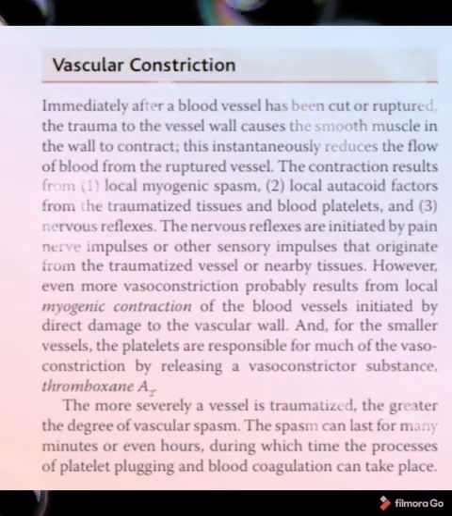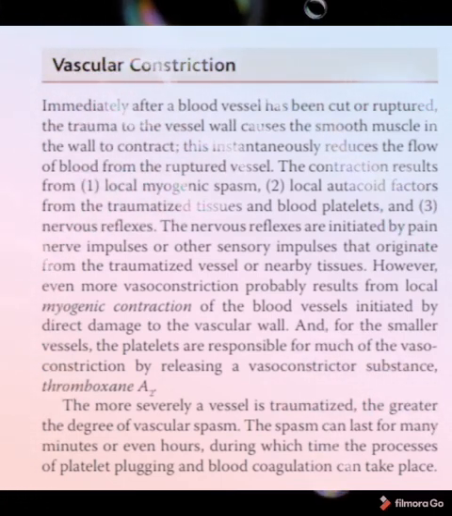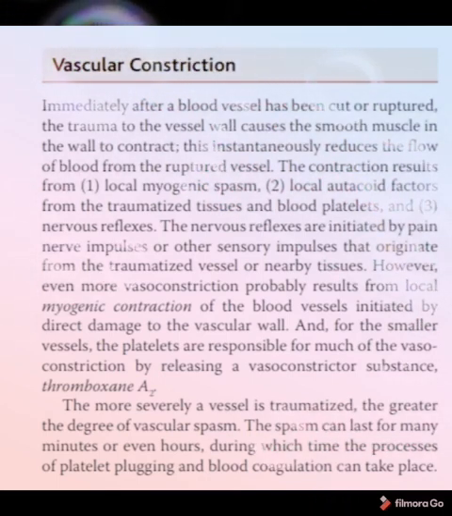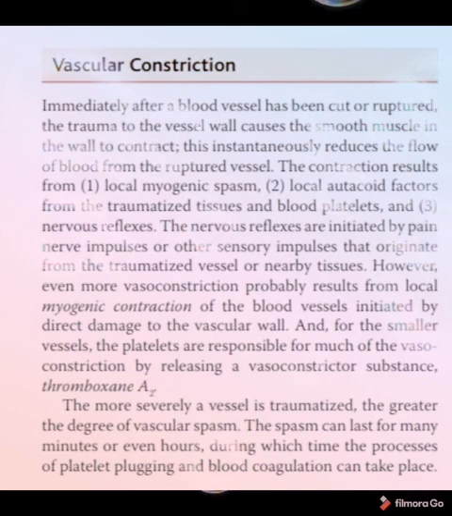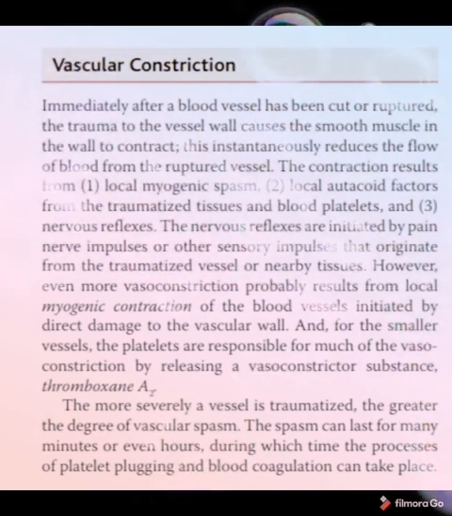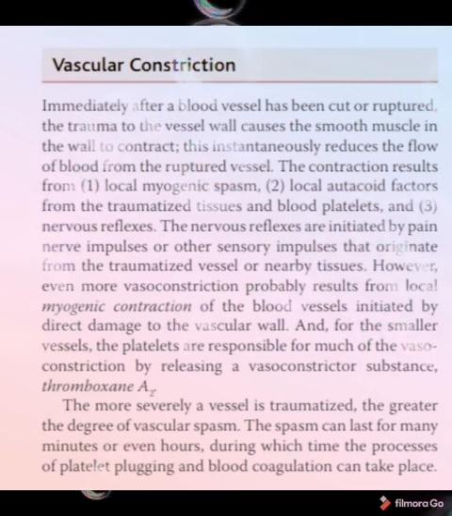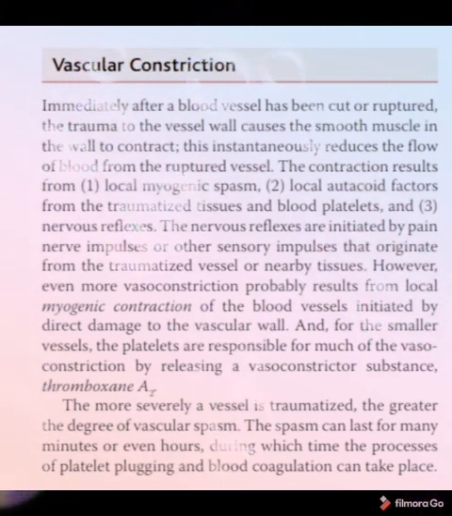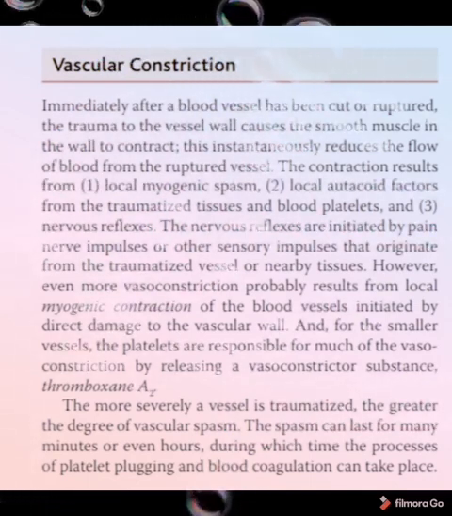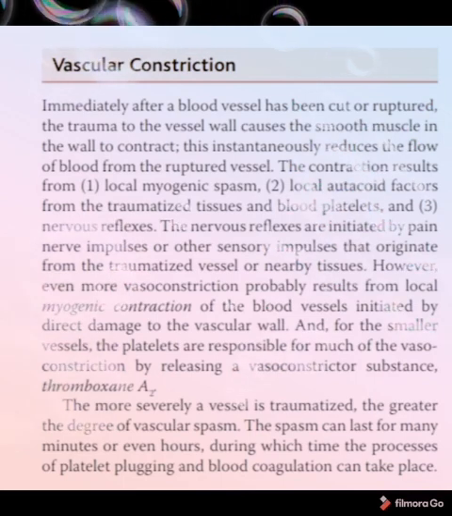Whenever there is a cut, what do you feel? The pain. The pain will be generated by the sensory impulses in the traumatized vessel, and due to that nervous reflex the constriction can occur. Or some mediators like thromboxane A2, which is a vasoconstrictor substance, an autacoid released by the platelets and the traumatized blood vessel, will cause the localized vascular constriction.